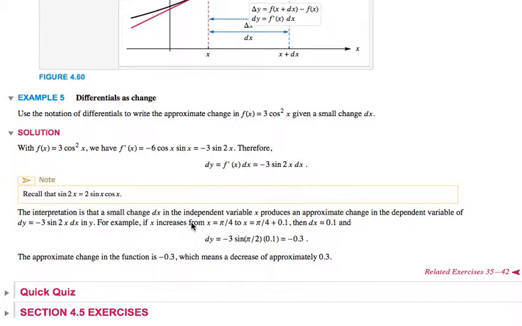So here we can see by increasing x from pi over 4 to pi over 4 plus 0.1, then dx is 0.1, and we can plug in 0.1 here, and show that dy is negative 0.3. So a change in x of 0.1 creates a decrease in y of approximately 0.3. And that concludes this lecture on section 4.5, linear approximation and differentials.